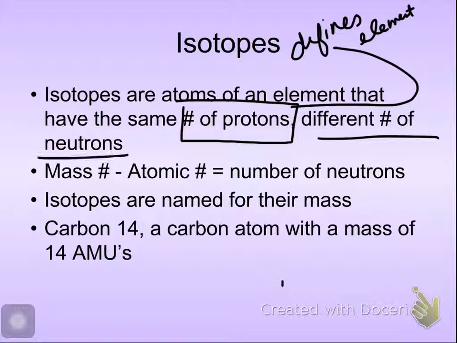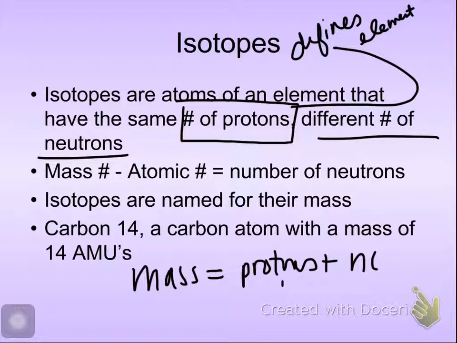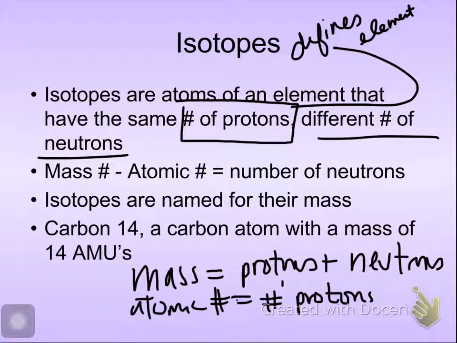But they have a different number of neutrons, which gives them a different mass. So if we subtract from their mass number their atomic number, what we get is the number of neutrons. Because the mass number is equal to protons plus neutrons, where the atomic number is just equal to the number of protons. We name isotopes based on their mass.